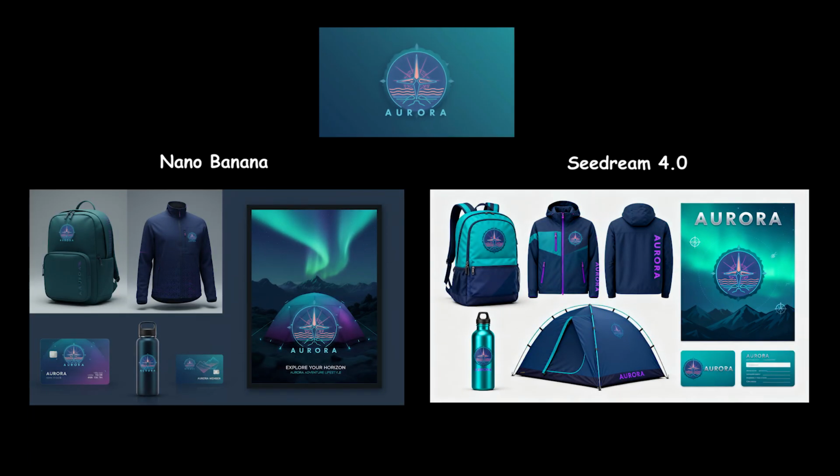Both models followed the prompt and included the requested products with the correct color palette. Nano Banana used the text in the Aurora logo more faithfully, showed stronger brand consistency, and placed the logo in a darker, luxury-style setting. Seedream gave brighter and cleaner results, with sharper lines and more realistic mock-ups, but it often ignored the text in the logo.